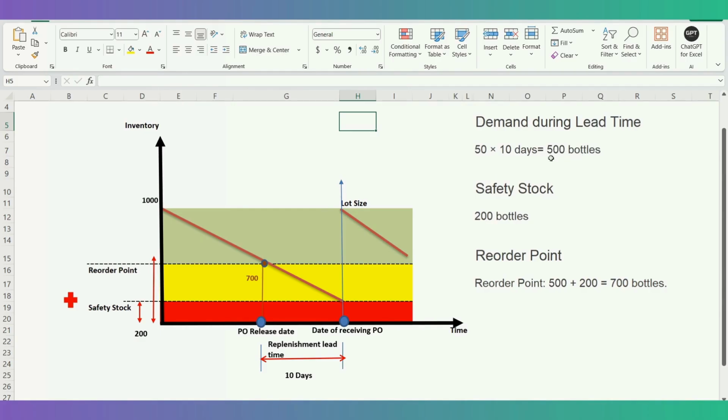500 bottles. All right, we sell 500 per day over 10 days, that's 500 bottles. The safety stock, 200 bottles. Why 200 bottles? Here in this example, because later you might ask me, how did you calculate 200 bottles? Because the supplier doesn't deliver in 10 days. And what does that mean? There are always unforeseen events.